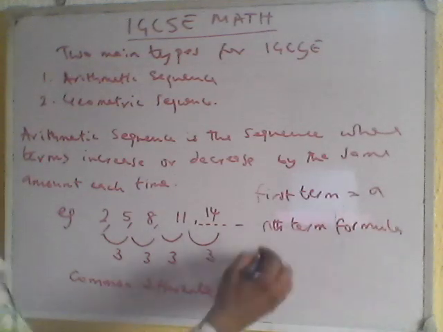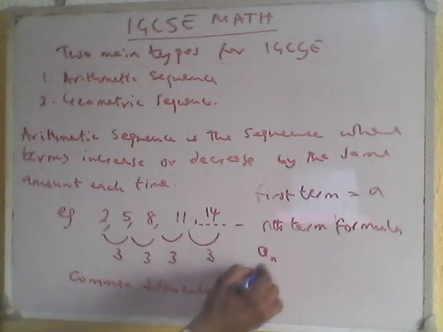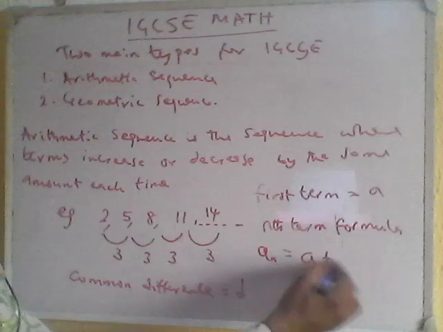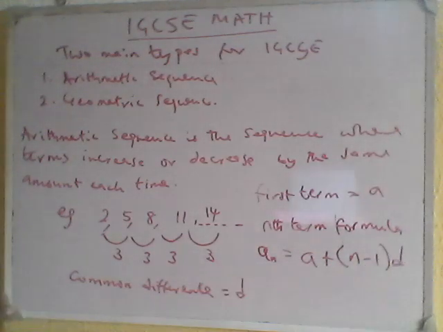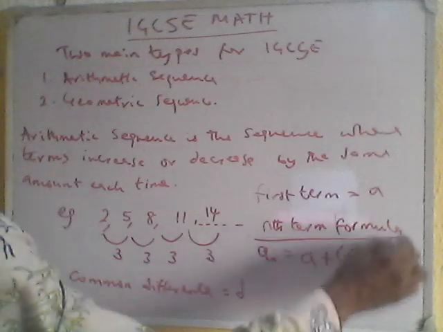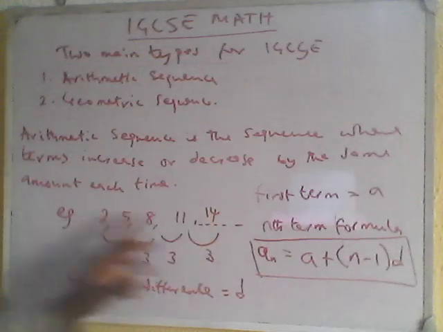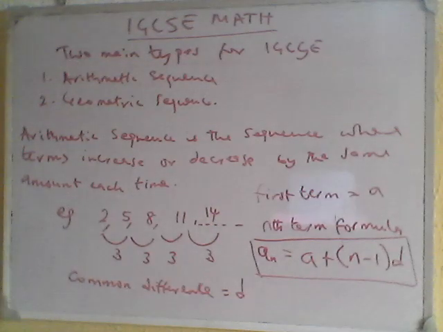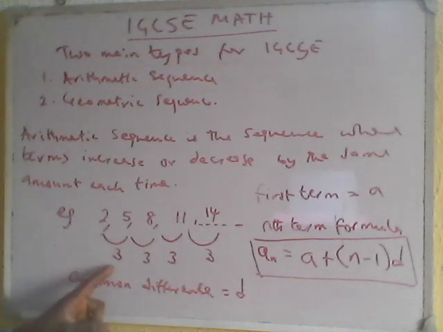Nth term formula is equal to, or I will say, an is equal to a plus open bracket n minus 1, then close bracket, d. So this is the formula to find the nth term of an arithmetic progression. First of all, you have to inspect the progression to understand that it is arithmetic. The condition is that each term is increasing by a constant amount.